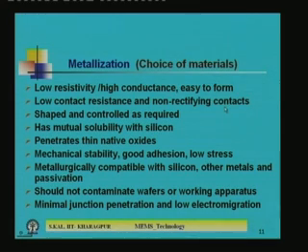For example, gold, aluminum are the most choiceable material for metallization of any integrated circuits or VLSI. Low contact resistance and non-rectifying contacts. So, metal films are used for contacts also. So, the contact, that means the silicon and metal contact, must be ohmic, non-rectifying.